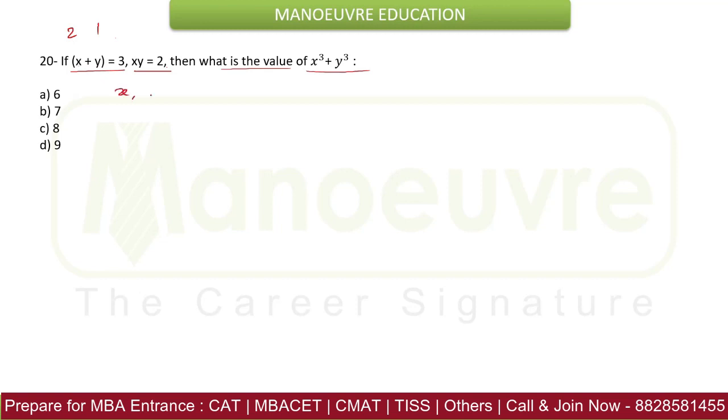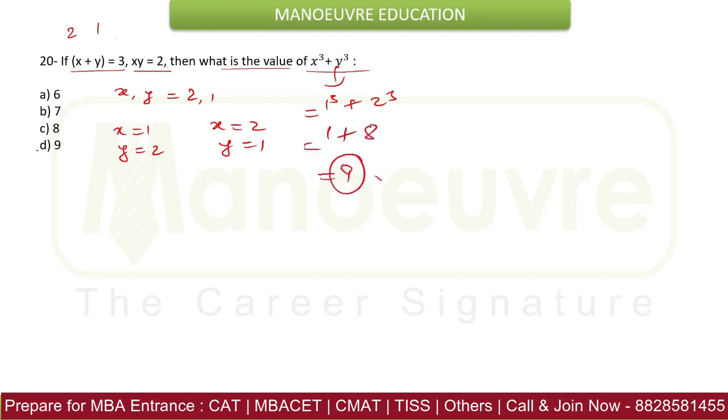So naturally x and y will have the values 2 and 1. Either x will be 1 and y will be 2, or x will be 2 and y will be 1, but that makes no difference. This x cube plus y cube will be 1 cube and 2 cube, or 2 cube and 1 cube. Addition will always be same, that will be 1 plus 8, that will be 9. So here option D will be the answer. So that was all about the analysis regarding the solutions of CMAT 22 quantitative aptitude.